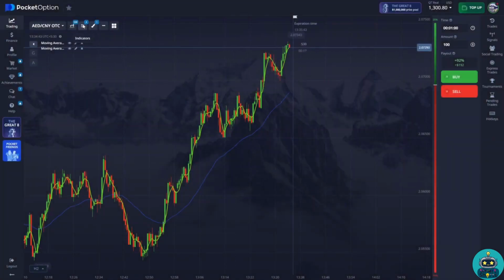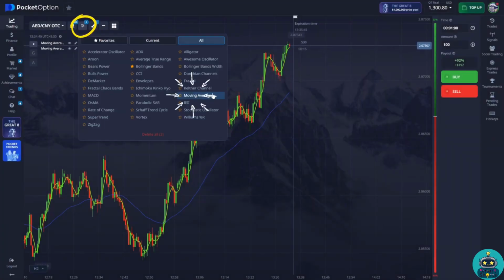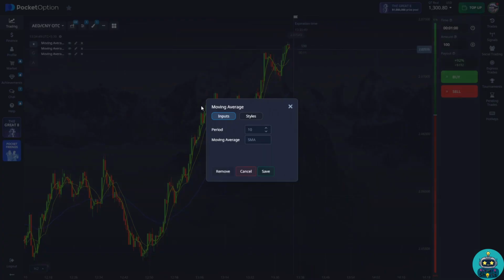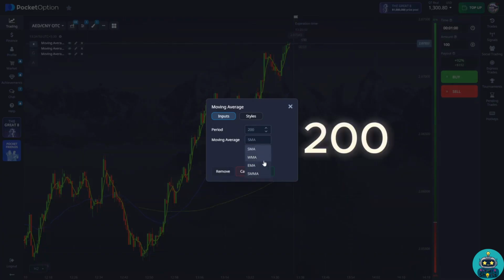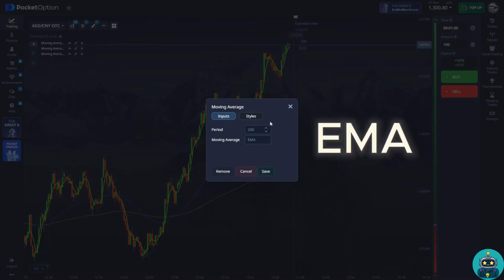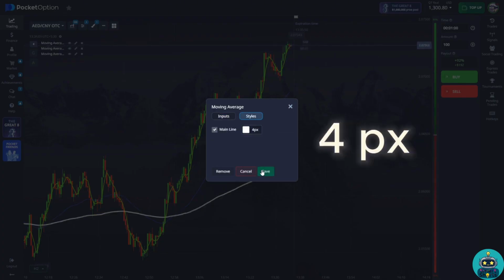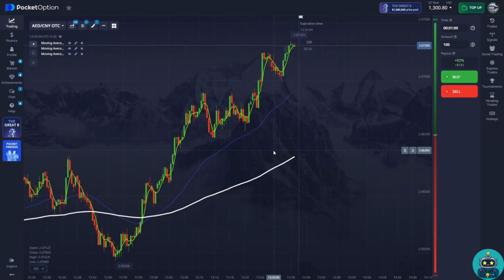Now one more time, come to the indicator section and select moving average. One last time, come to its settings and change its period to 200, and moving average to EMA. After this come to style, change its color to white, and change its size to 4px. And after this you can save this.